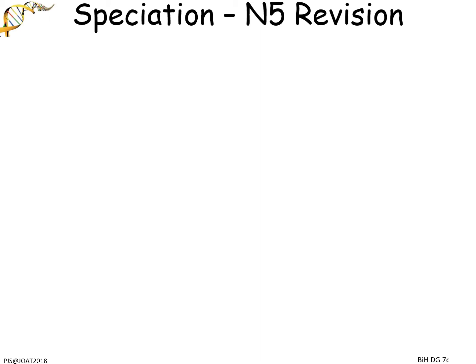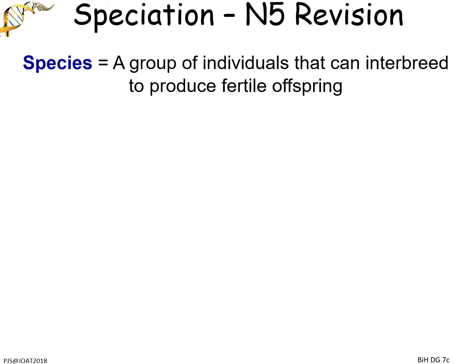As I say, this builds very much on the Nat 5. So the speciation that you had at Nat 5 is not bad at all. This is our definition: a group of individuals that can interbreed to produce fertile offspring. It's a specific technical thing that we're using to define species, and it's not perfect. So at Higher, we've added in another bit, which is to say that they do not breed with other groups, or don't tend to breed with other groups.